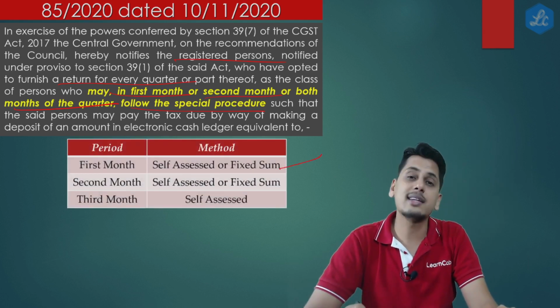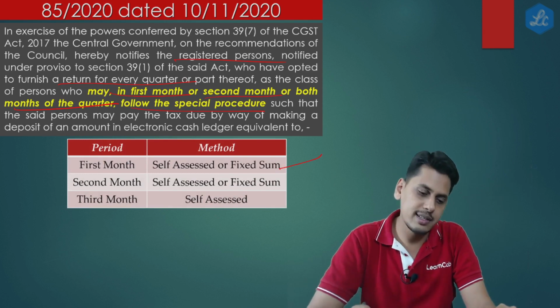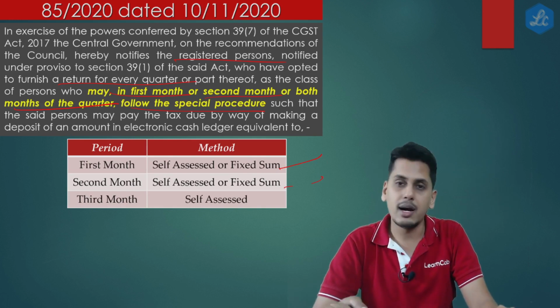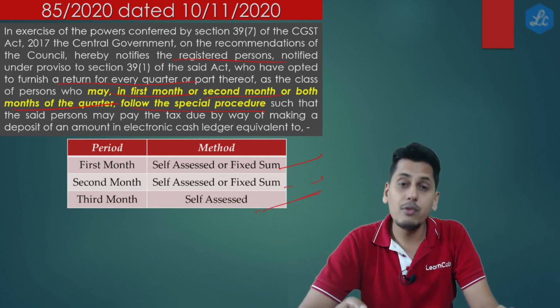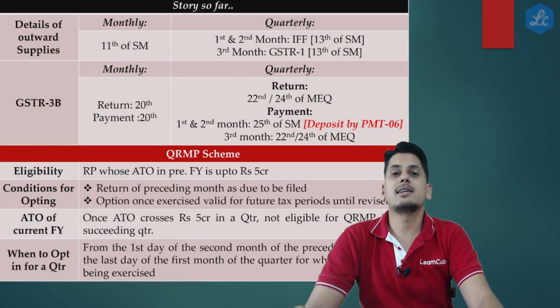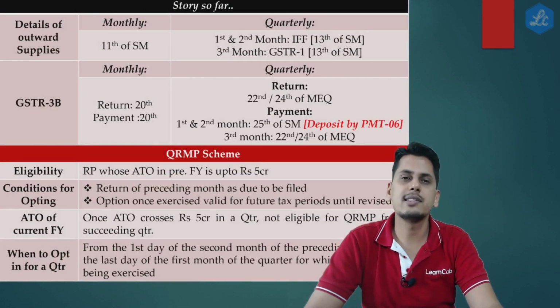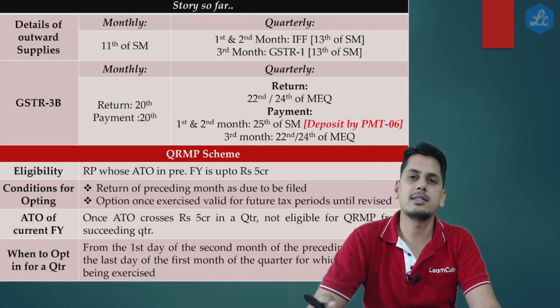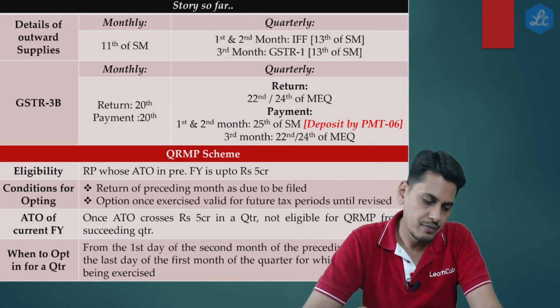First month, either self-assessment or fixed sum at my discretion. Second month, same way, either self-assessment or fixed sum under my discretion. Third month, always it is going to be under self-assessment. Friends, we have discussed a lot about QRMP scheme. Let's take a break. Let's have a relook at whatever we have discussed so far and then proceed further.